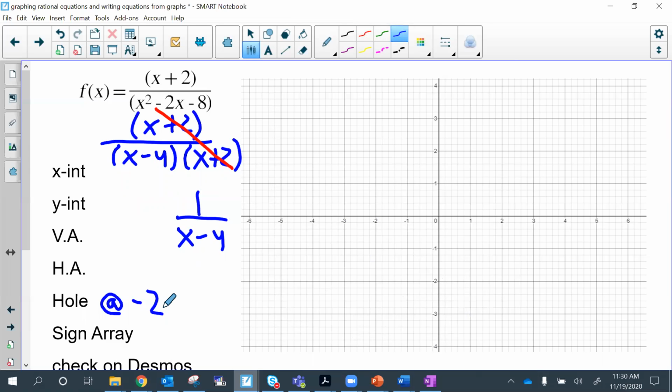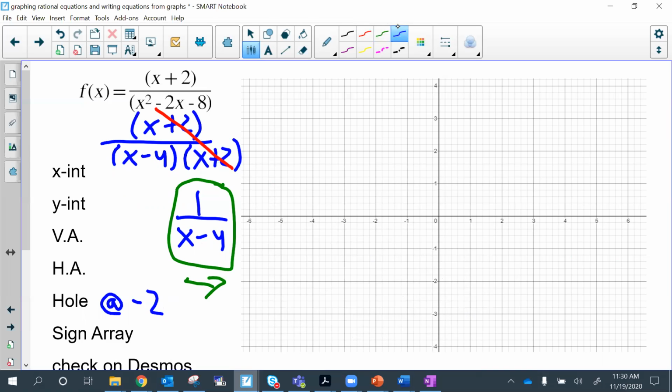So what we're going to do, guys, is we're just going to focus on this, 1 over x minus 4. Don't worry about anything else. We're going to figure out the x-intercept, y-intercept, vertical asymptote, horizontal asymptote, and just graph it. And if you remember from Friday, this is just going to look like 1 over x shifted over 4, okay? But we're going to now have a hole at -2.